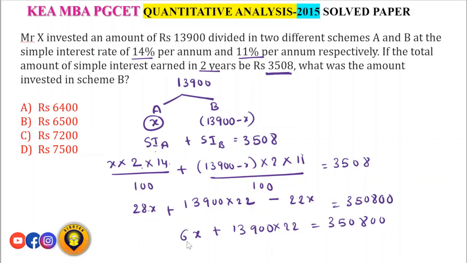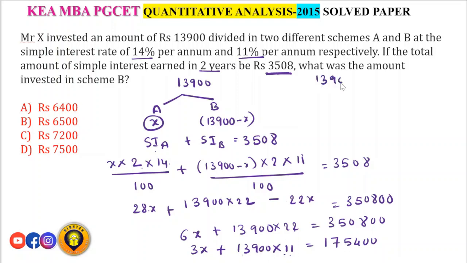Got it? So I can take 2 as common. If I take 2 as common from the left hand side and right hand side, I'll get 3x plus 13,900 into 11, since I take 2 from 22, is equal to, if I divide this by 2, how much will I get? 175400. Okay, now 13,900 into 11.